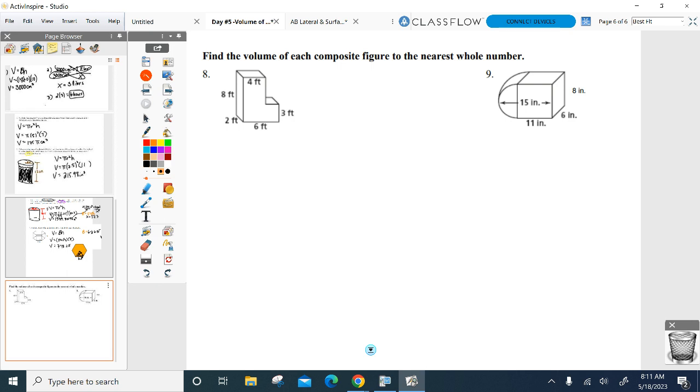So I'm not going to do this one with you because I could break it up this way. Some people may break it up another way. So you break it up however you want and find both volumes of your prisms, and we should all end up with the same answer. So break this up into 2 prisms, length times width times height.